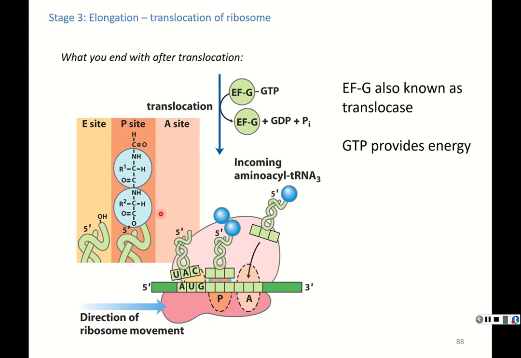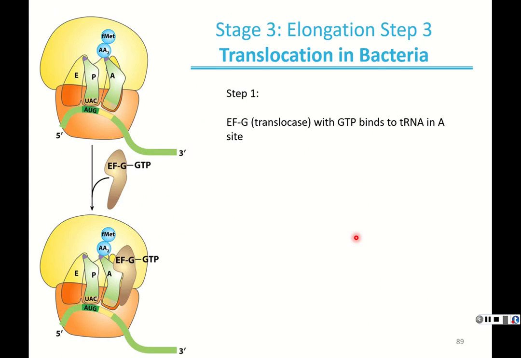Okay, so after translocation occurs, right, this whole thing shifts down, and the tRNA with 2 amino acids that was in the A site is now in the P site. Okay, and that leaves this A site open for the next one to come in. Okay, and then the empty tRNA that was just used, it just transferred its amino acid, is in the E site, standing for exit. So now it can leave. Okay, and this translocation is all catalyzed by that EFG cofactor.